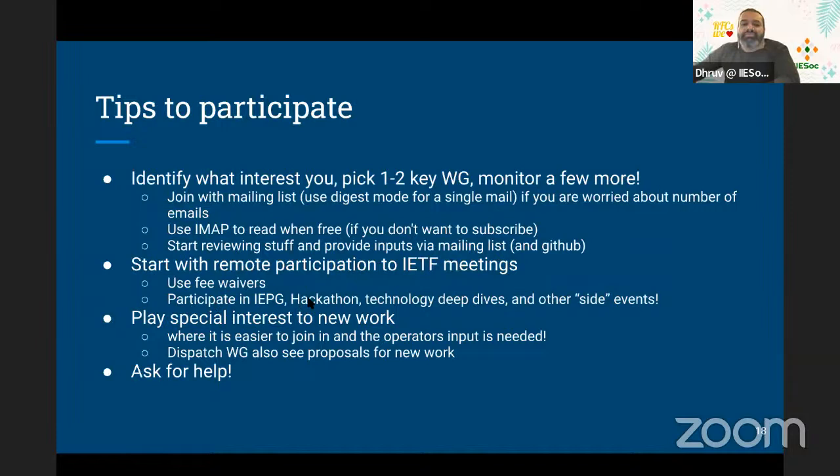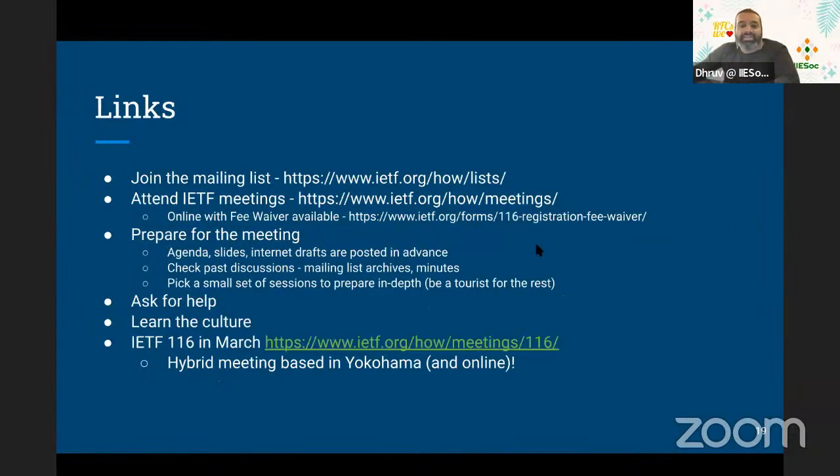Participate in a lot of fun things that happen, like IPG, hackathon, technology deep dive, side events. These things can be equally fun apart from the main working group. So look out for the side things that are happening along with IETF. New work is easier to participate in. Dispatch working groups are fun because that's where they're discussing initial work. So if you're new, these would be my tips for you to participate.